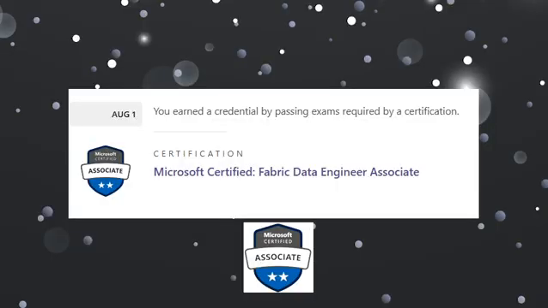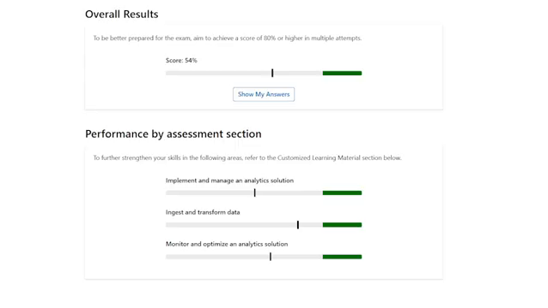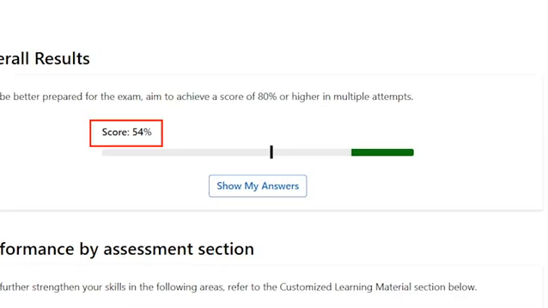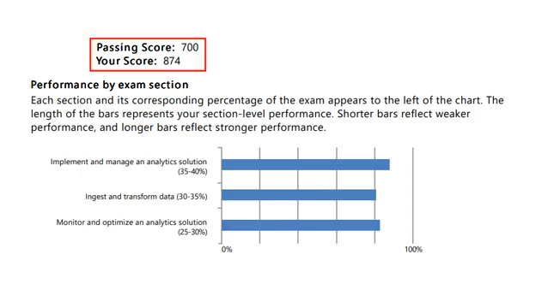Today I'm going to share with you how I passed the Fabric Data Engineer Associate exam in my very first attempt. How I went from not even passing the practice exam to clearing the exam with excellent marks. I will talk about the challenges I faced, how difficult the exam really is, and how you can also pass it on your first try.